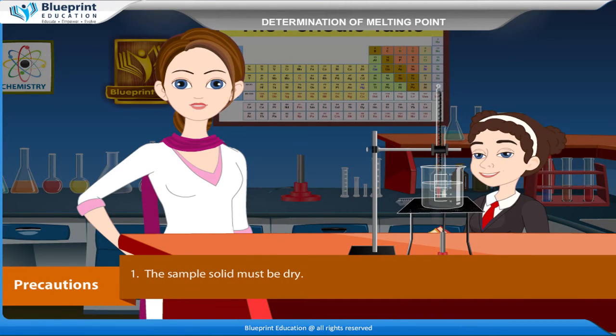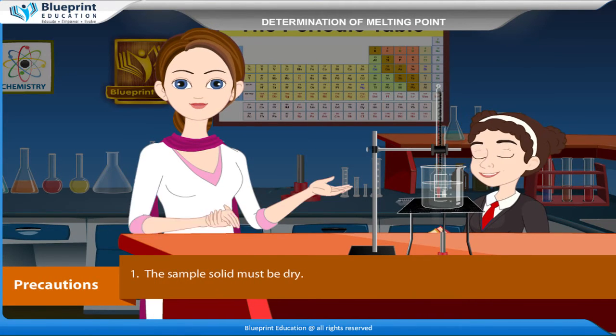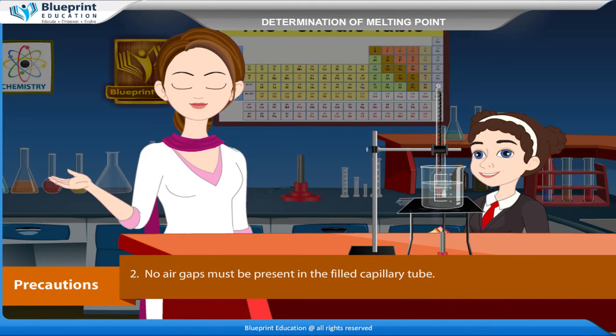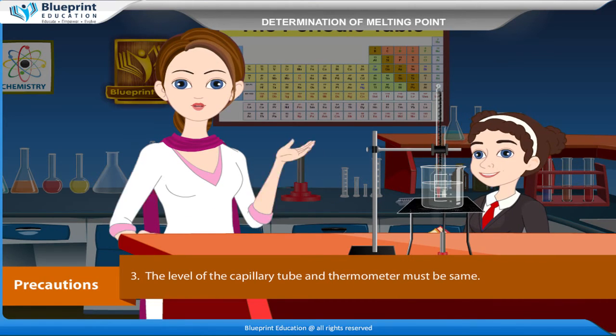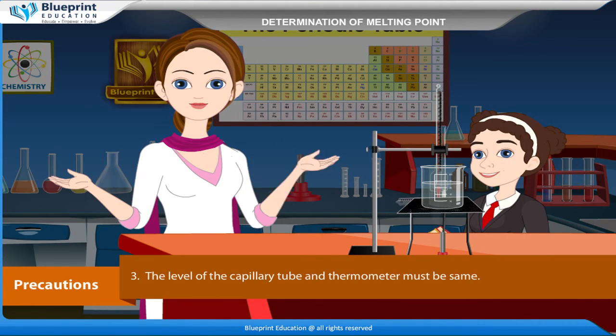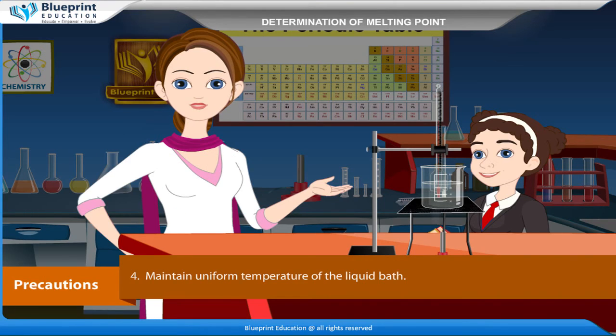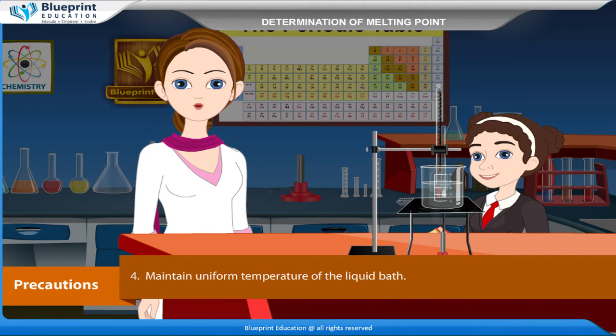Precautions. The sample solid must be dry. No air gaps must be present in the filled capillary tube. The level of the capillary tube and thermometer must be the same. Maintain uniform temperature of the liquid bath.